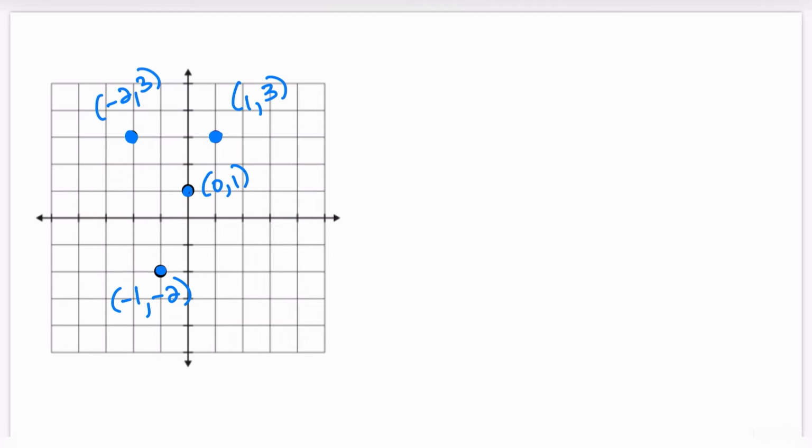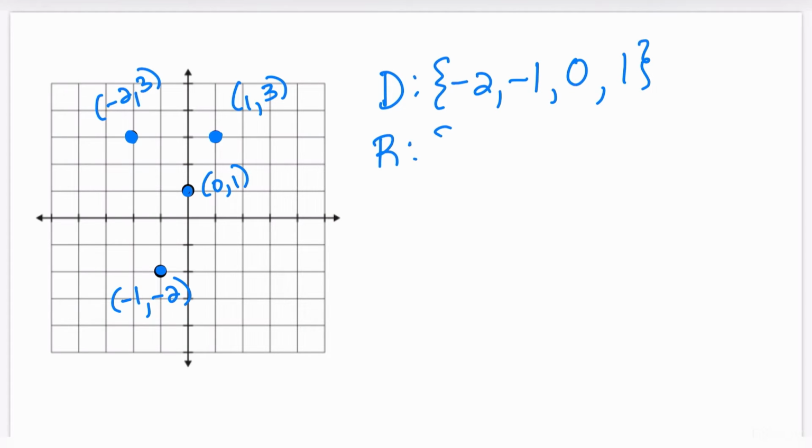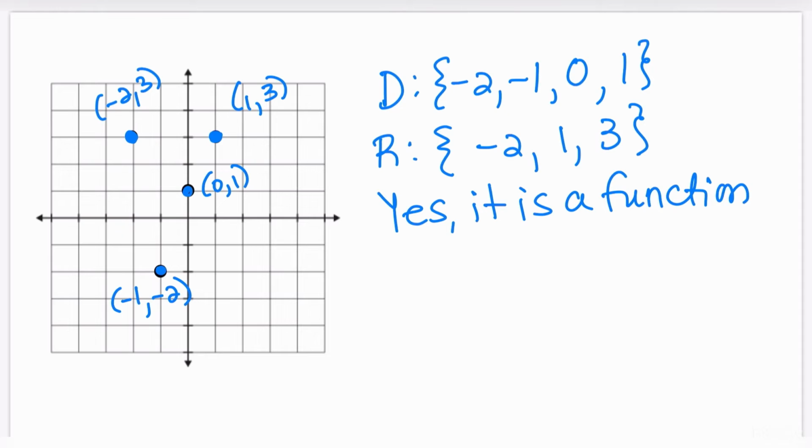Now that I've written them, if you remember, the domain are your x values. The x values are -2, -1, 0, and 1. The range are the y values, -2, 1, and 3. And there are 2 3's in the range. I don't have to write them twice if they repeat. Now my job is to check whether or not this represents a function. The answer is yes, it is a function. Why? Because none of the x values repeat.